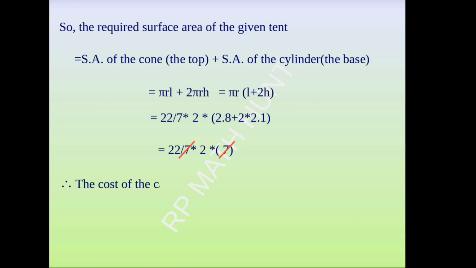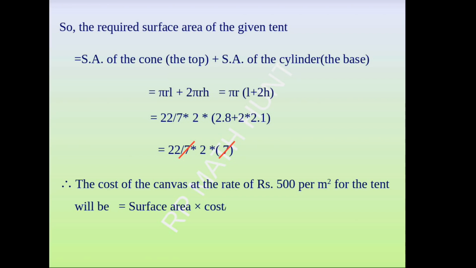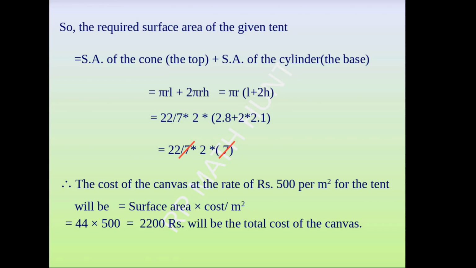The cost of canvas at the rate of 500 per square meter for the tent will be surface area into cost. 44 into 500 is equal to 2200 rupees, which will be the total cost of the canvas.